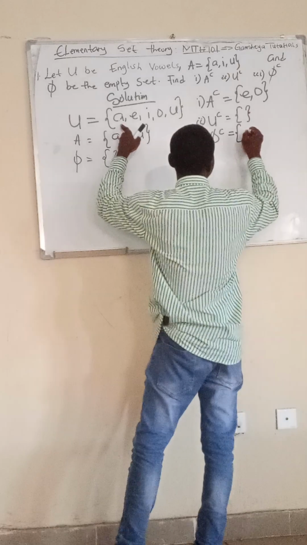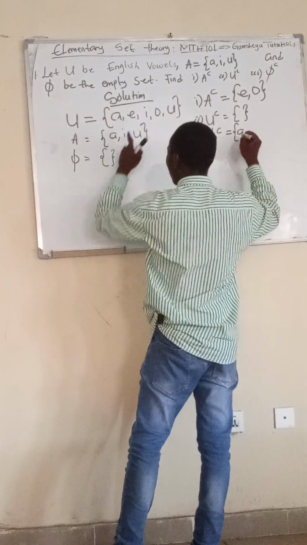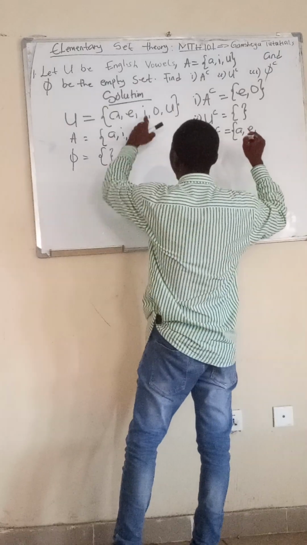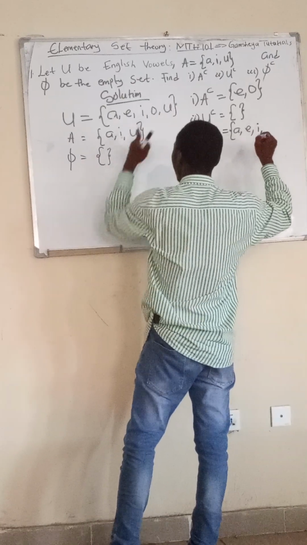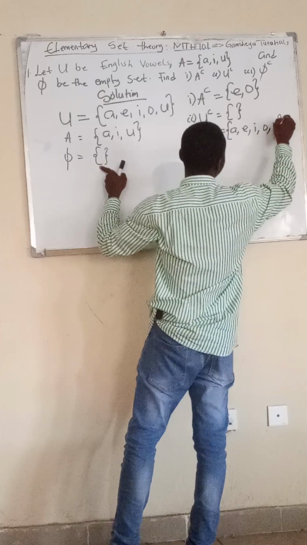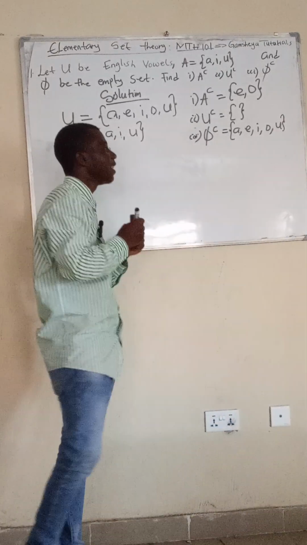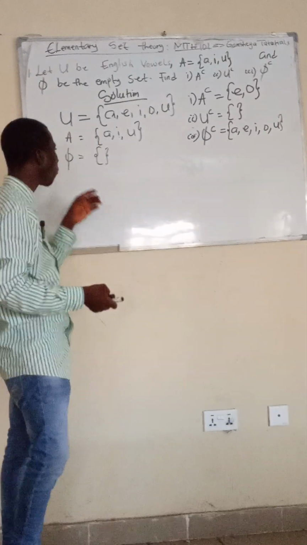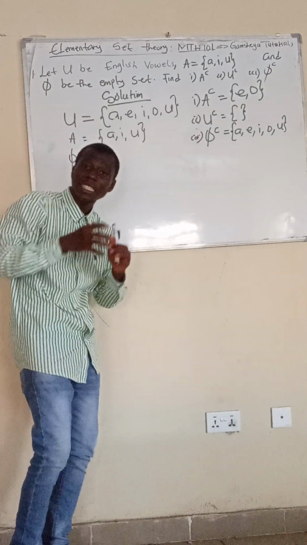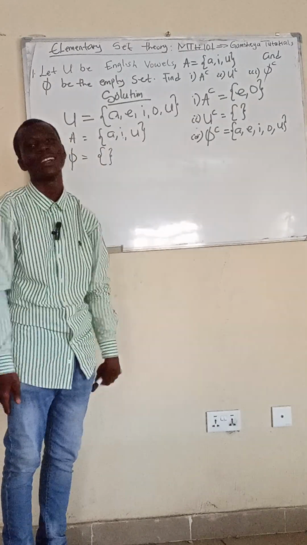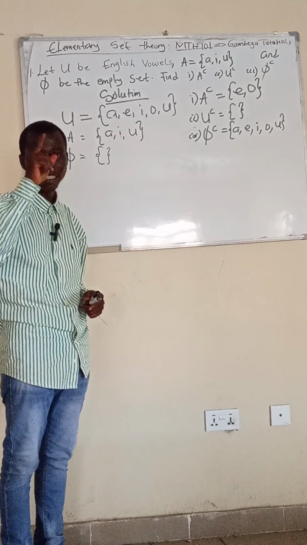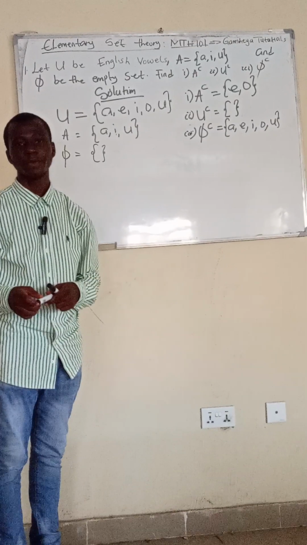So I'm going to be having A. Can you see A here? No. E, can you see it here? No. I, can you see it here? No. O, can you see it here? No. And U, can you see U here? No. So these are said to be the complement of the empty set, which means that the complement of an empty set will give you the universal set. Are we together?